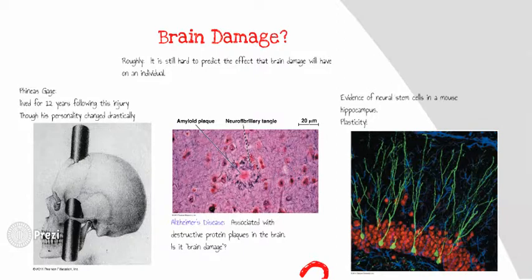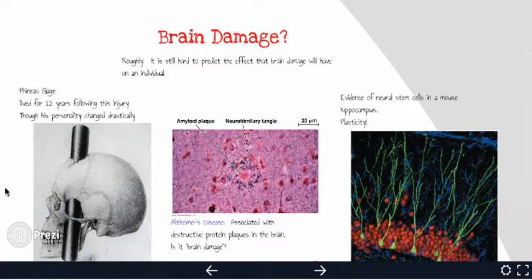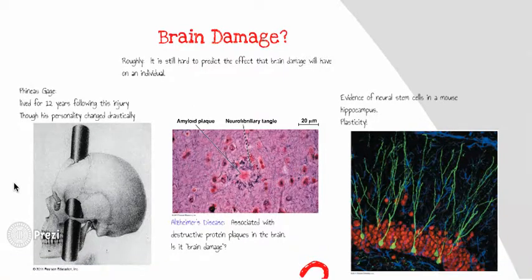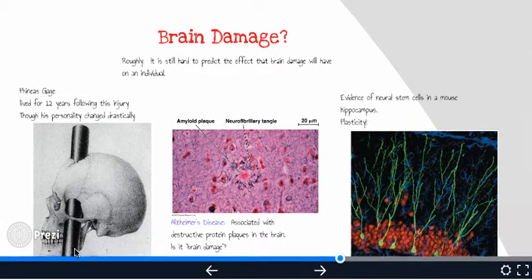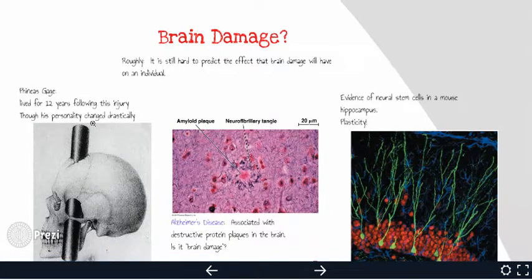But we can take a look at certain things, like the famous story of Phineas Gage. He had a railroad spike driven through his brain in an accident, and it went right through his prefrontal cortex. He actually lived for 12 years after this was removed, and his personality changed. From this we learned that emotion and the whole personality are controlled by the frontal lobe and the prefrontal cortex here.